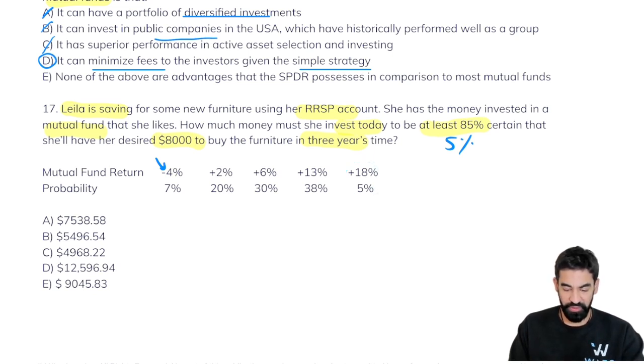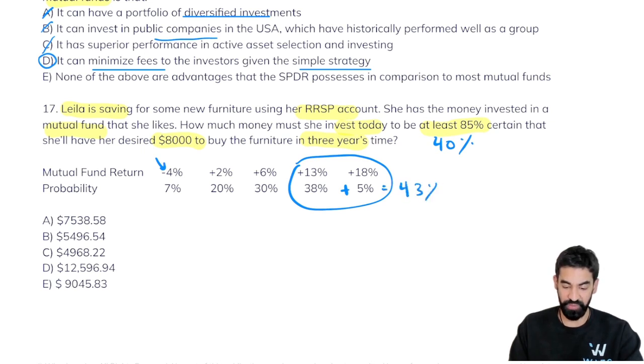Now, what if they had not said at least 5%? What if they had said at least 40%? Then which two would you take? You would take the two highest, these two, because 38 plus 5 adds up to 43%, which is at least 40. It hits the minimum threshold of 40.